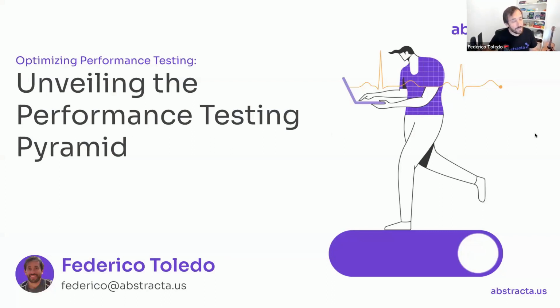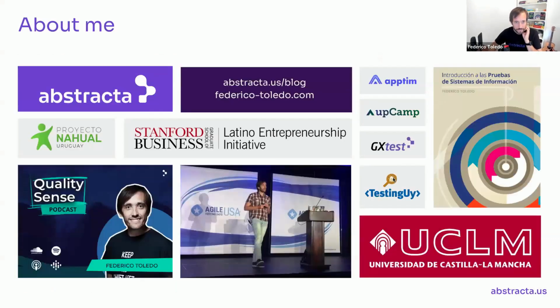That, as Noah mentioned, the title is Optimizing Performance Testing. I'm going to present a pyramid for performance testing, which is inspired, of course, in the famous, or for some infamous, test automation pyramid. Well, before I start with that, let me tell you a little bit more about myself.